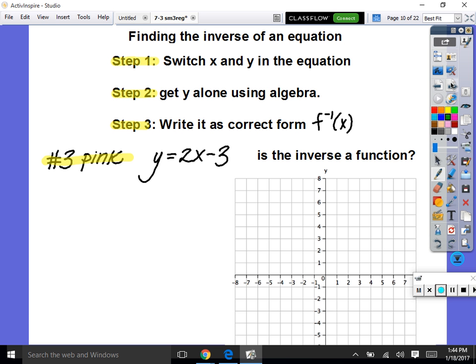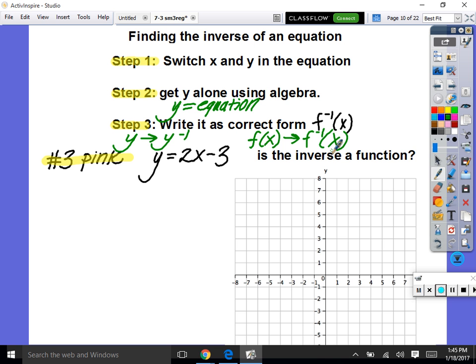Second, once you've switched x and y, you're going to get y all by itself using algebra. So we're going to get it back into the form y equals an equation. We want it in y equals an equation form again. And then once we get it in y equals the new equation, step 3 is just write it in the correct form. To state that you found the inverse, instead of writing it as y, you'll write it as y inverse. So our third step is literally just write it correctly. If you started out with f of x, your last step would be just to write f inverse of x. We found the inverse.